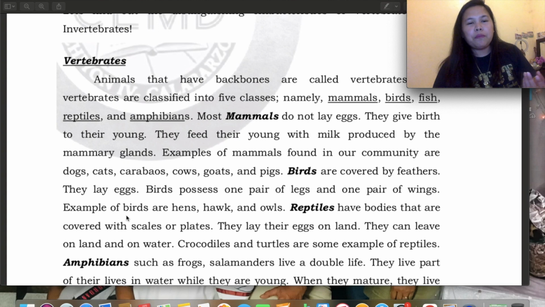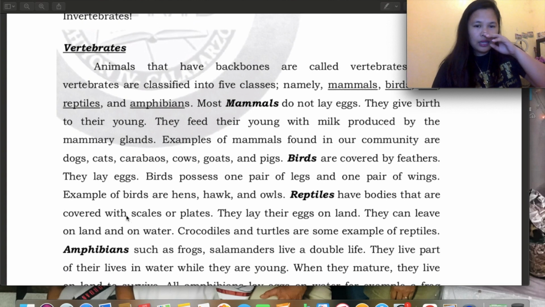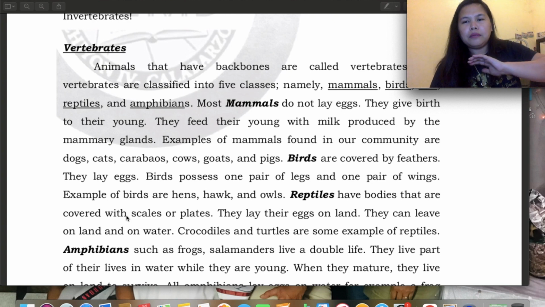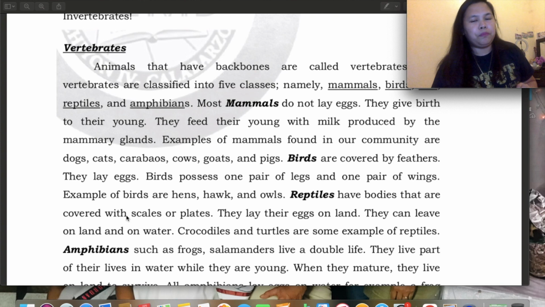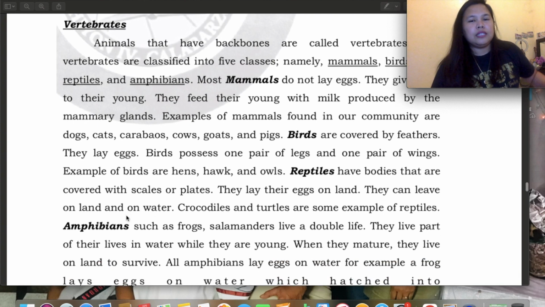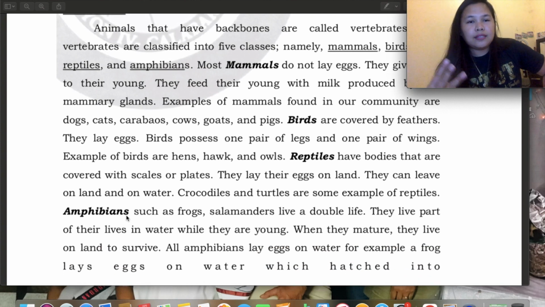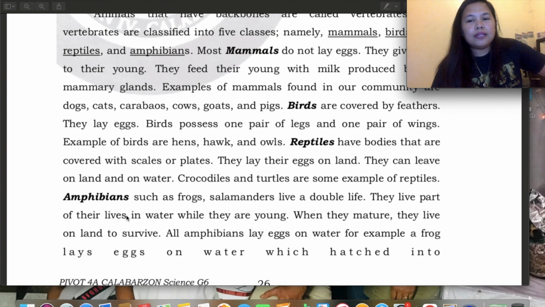So, example of birds are hens, mga manok, and so on. Simple lang itong birds. Okay, so the third class of vertebrates, reptiles, have bodies that are covered with scales or plates. Yung may mga kaliskis. Yan po yung reptiles.